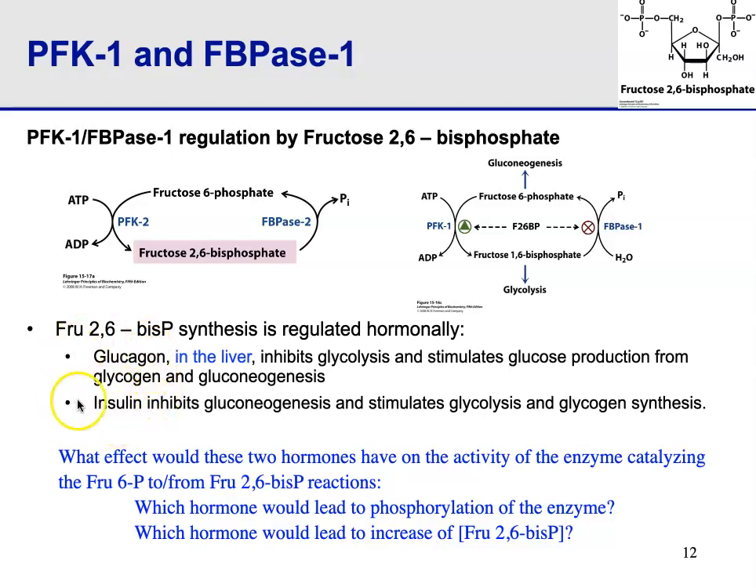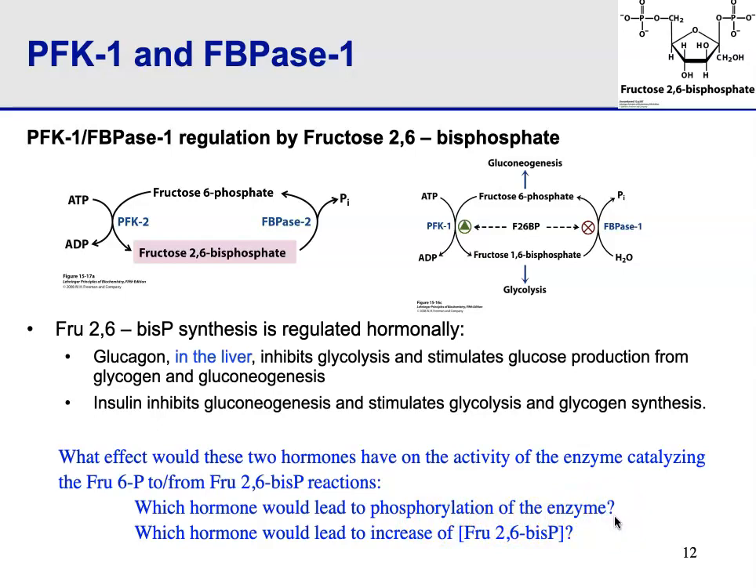Alright, so these are the functions of these two hormones with respect to glycolysis and gluconeogenesis. So what effect would these two hormones have on the activity of the enzyme catalyzing the fructose 6-phosphate conversion to fructose 2,6-bisphosphate, or the reverse process? Which hormone would lead to phosphorylation of the enzyme?